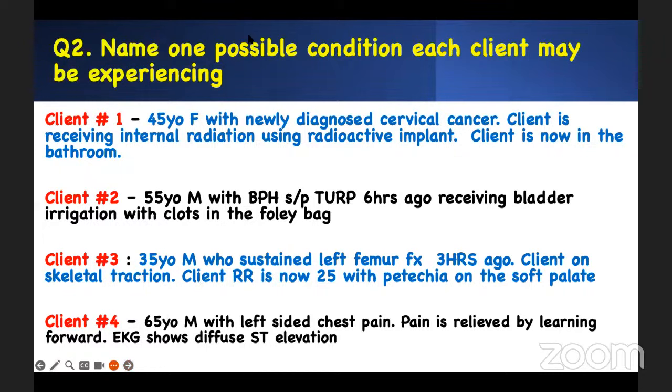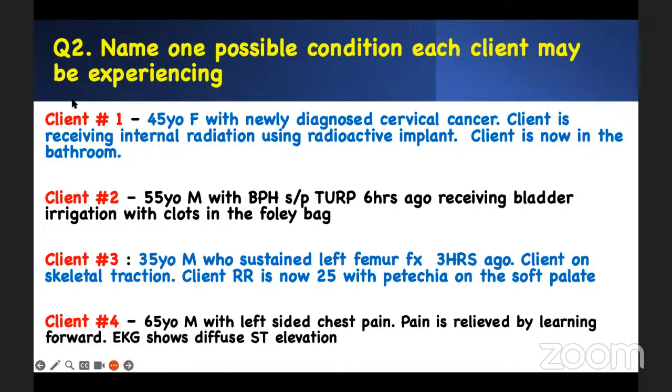Now, I said what? Name one possible condition each client may be experiencing. What do you think each patient is experiencing? Look at a case, pay attention to the buzzword, put it together, and you'll be able to figure out what is going on.